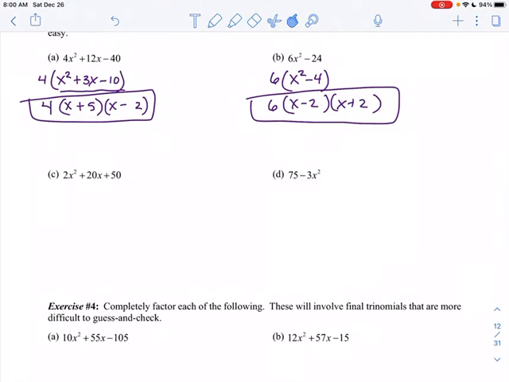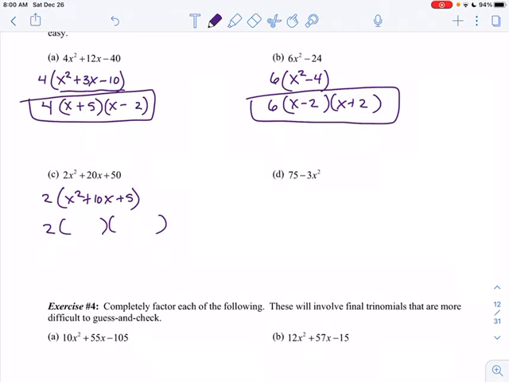All right, try C. 2, 20, 50. Well, it looks like I can only pull out a 2, and then I'm left with x squared plus 10x plus 5. 2 hangs out in front. x squared plus 10x plus 5.